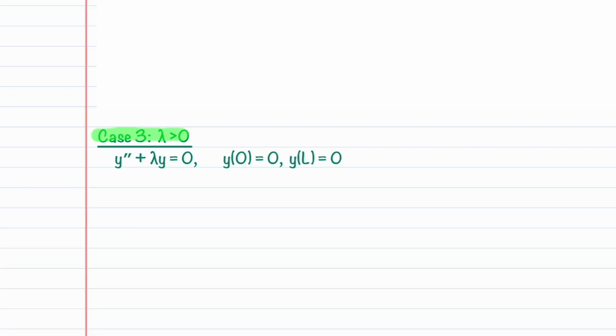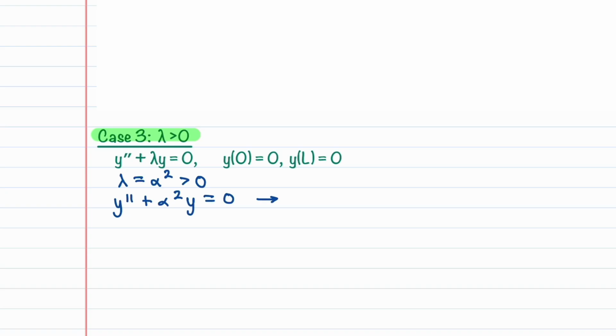Let's now look at case 3. This is the interesting case because we're finally going to get a solution that is not the trivial solution. In this case, lambda is assumed to be positive. And again, for algebraic convenience, we're going to let lambda be alpha squared, and that's greater than 0. Let's plug that in. We have y double prime plus alpha squared times y is equal to 0.